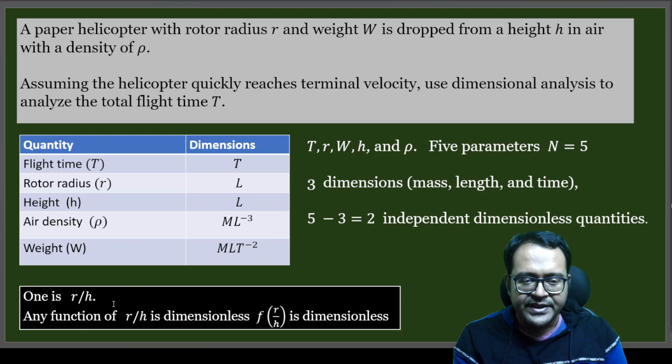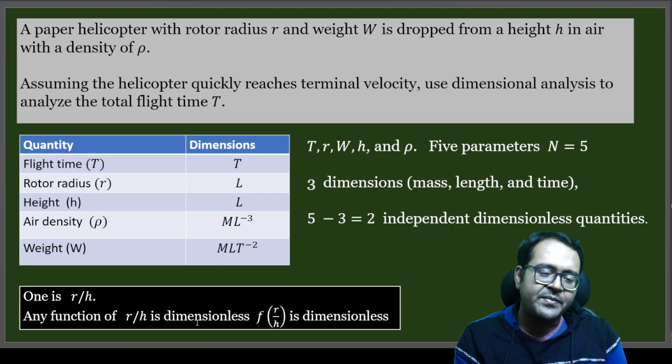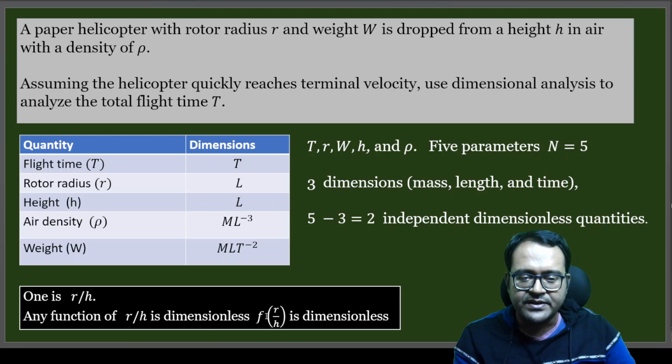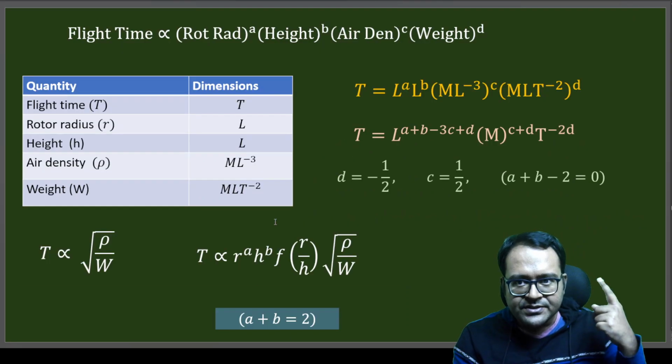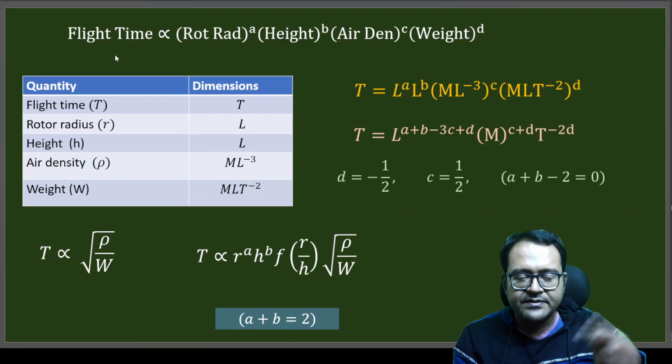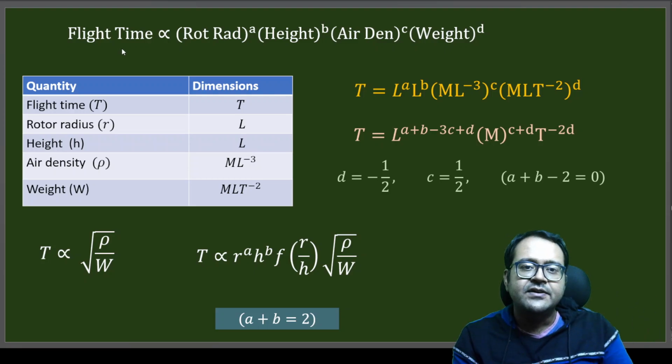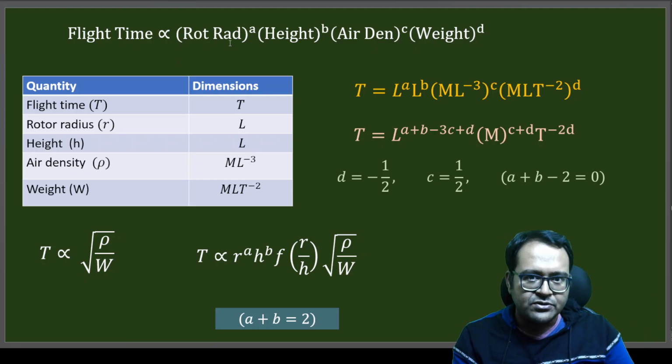So r by h is dimensionless. So any function of r by h will also be dimensionless. This is to be noted right now. And let's say we start our analysis by saying your flight time depends on the radius of the rotor to the power a, height to the power b, air density to the power c, and weight to the power d.